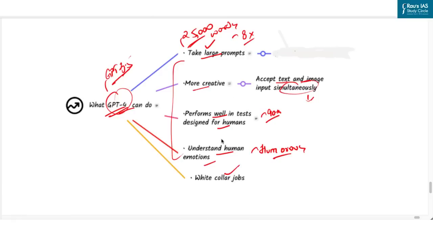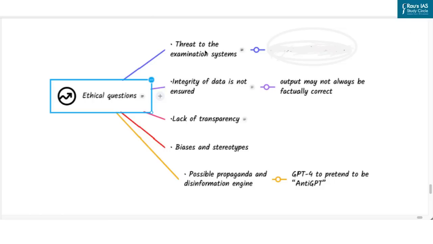Now, let's see a few ethical questions that revolve around GPT-4. First in this is the threat to the examination system. ChatGPT-generated text infiltrated school essays and college assignments almost instantly after its release. So GPT proneness now threatens the examination system. Why? Because of over-dependence on technology, thus compromising an innate human characteristic, and that is thinking.